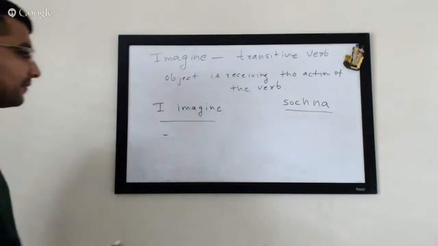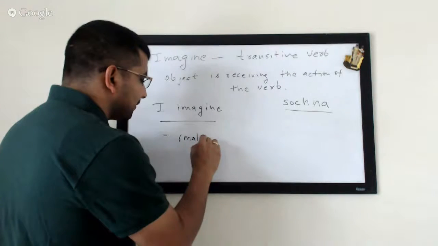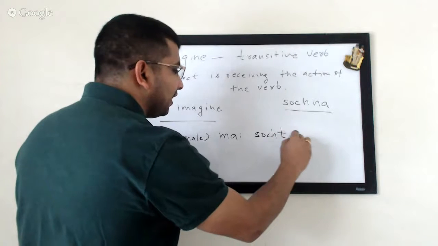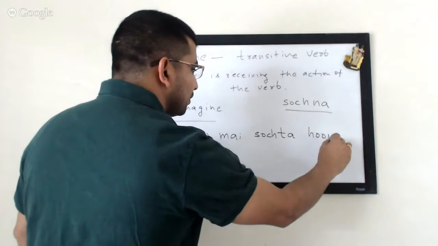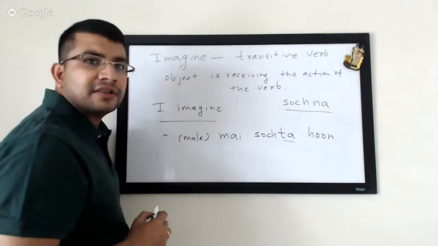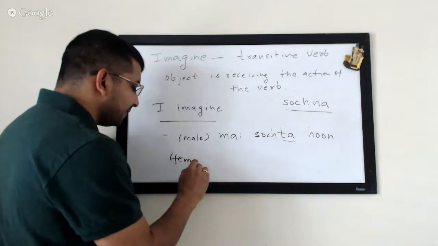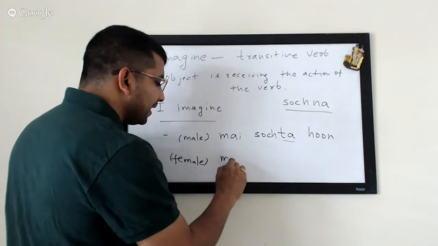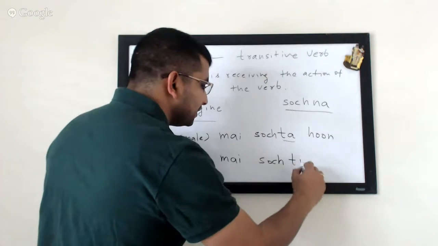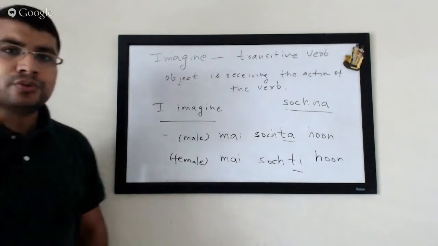Okay, so as you rightly pointed out, for a male, it's मैं सोचता हूँ. It's present indefinite. So for मैं, you'll remove na and you'll replace it with ta. मैं सोचता हूँ. Or for a female, it would be मैं सोचती हूँ. मैं सोचती हूँ. I imagine.